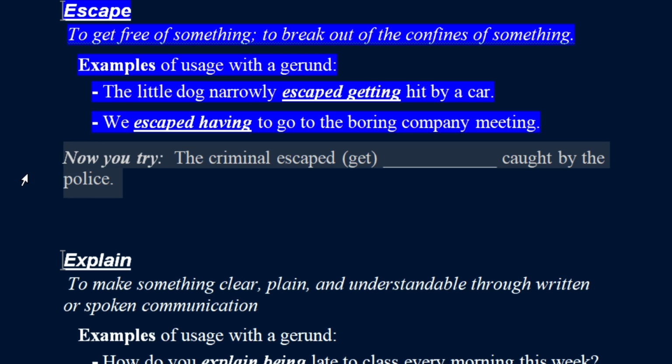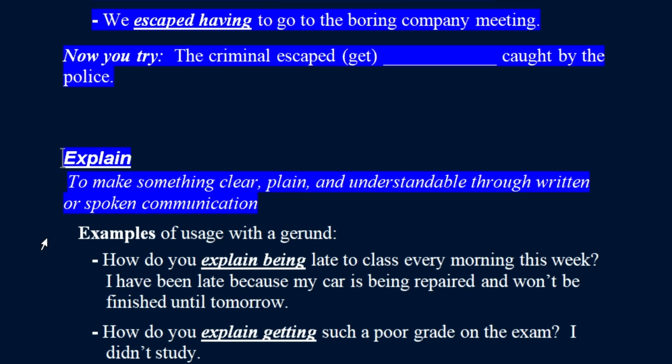Now you try. The criminal escaped get caught by the police. The criminal escaped getting caught by the police. Explain. To make something clear, plain, and understandable through written or spoken communication. Examples of usage with a gerund.